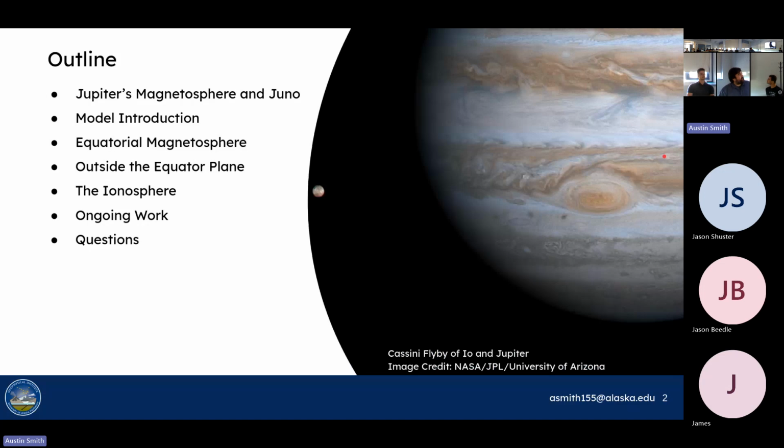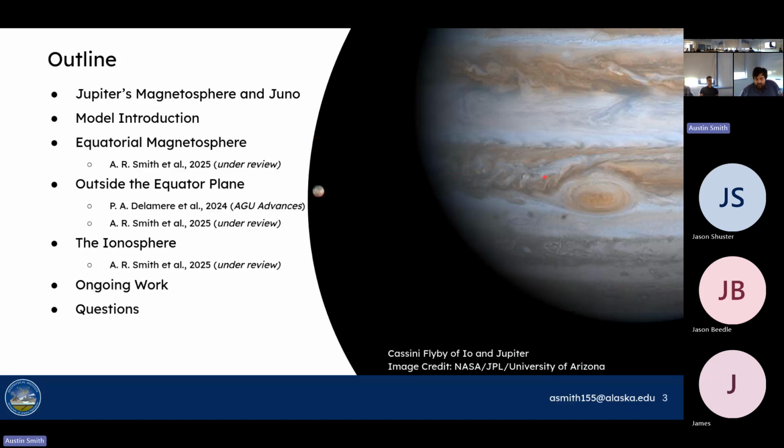So first, an outline of what I'll be talking about. Since I know most people here are probably familiar with more of the Earth or the Sun, I'm going to give an outline of Jupiter's magnetosphere and the Juno mission. And then I'll talk about the models that I use. And then after the introduction, move towards the equatorial magnetosphere, talk about what I see in the observations and the models there, then move outside of the equator plane, mainly sticking to the dawn side of the magnetosphere, and then touch on the ionosphere, and then discuss ongoing work and open it up for questions at the end.